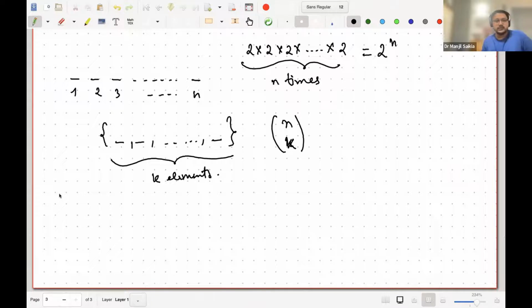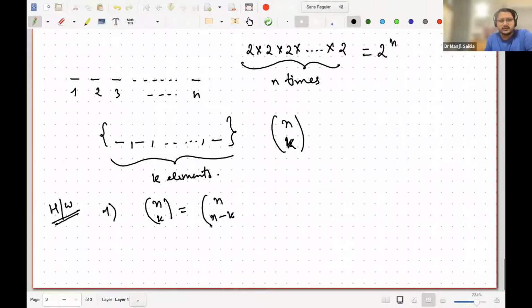Well, yeah. So I want to go to 2 more results, but let me give them as homework, because these are not difficult. The first is n choose k is actually also equal to n choose n minus k, and try to come up with a combinatorial way of proving this.